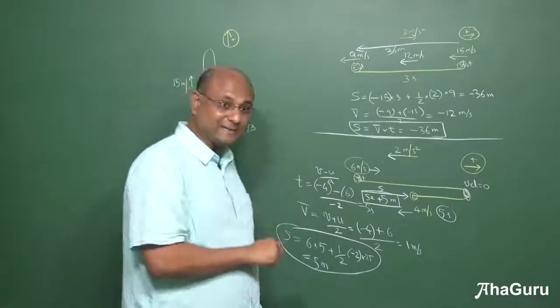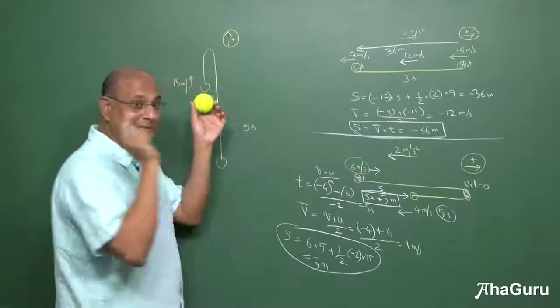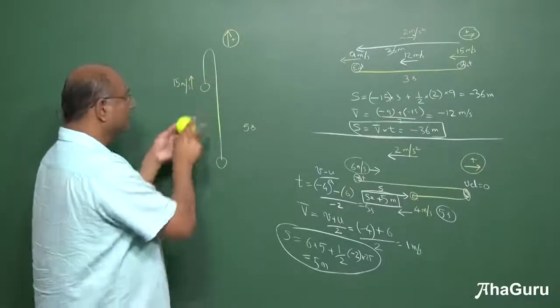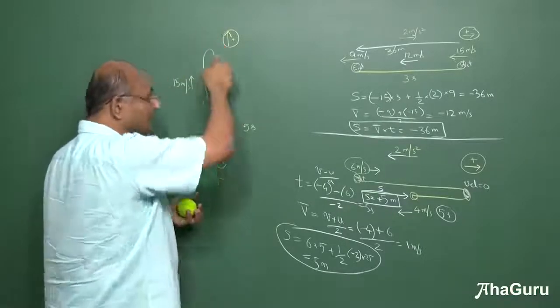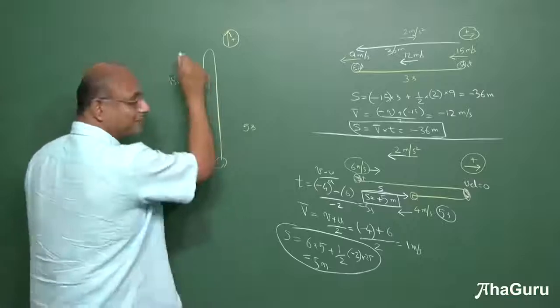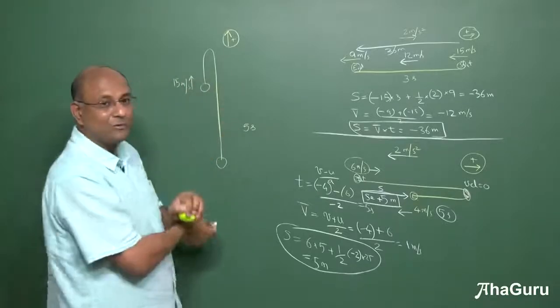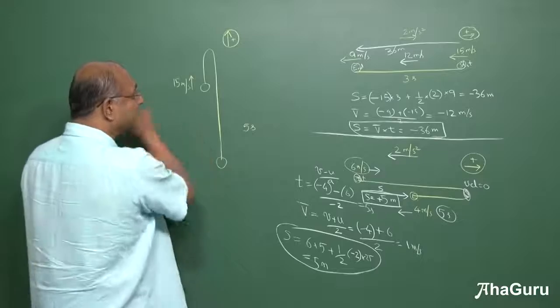Now let us take another example. Remember the example that we did earlier? I take this ball, I throw it up and I catch it. So it goes up and it comes down. Let us say I throw it at 15 meters per second. It's traveling for 5 seconds. I want to calculate displacement. Where is it starting?